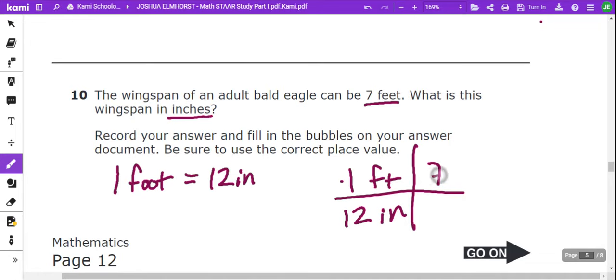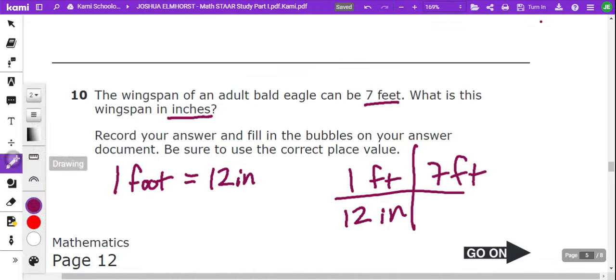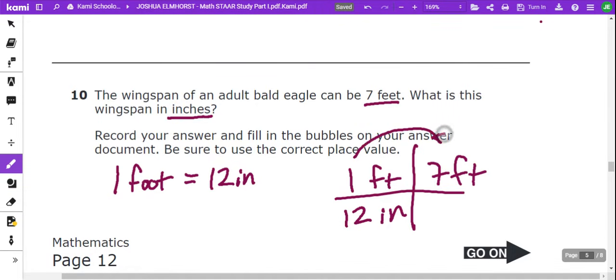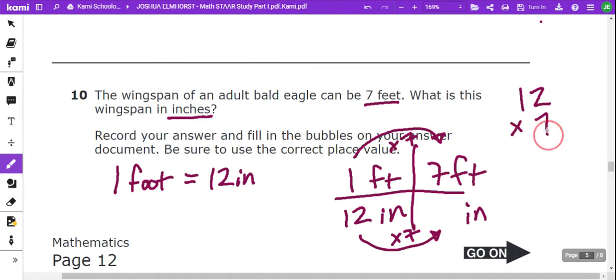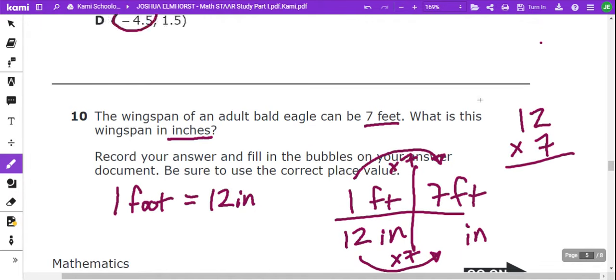And then we change that to, we got 7 feet. You use your factors. How do you go from 1 to 7? 1 foot to 7 feet. You're going to multiply by a factor of 7. And so you're going to multiply this by a factor of 7 to find the inches. You got 12 times 7.